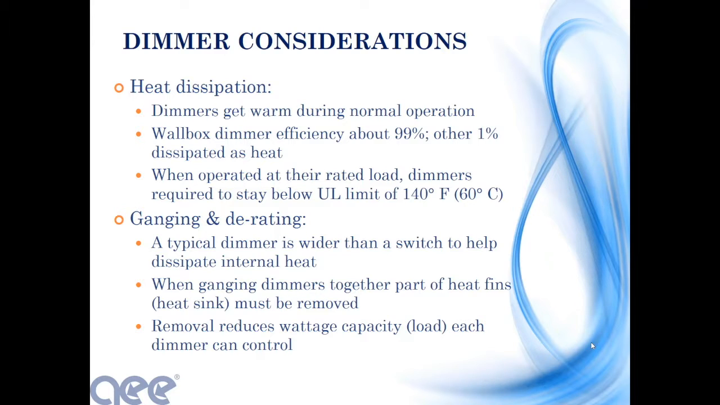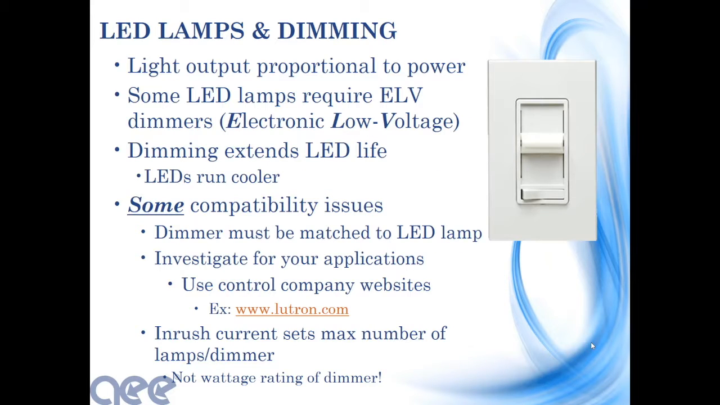When you gang dimmers together, you have to have some considerations here, because a typical dimmer is wider than a switch to help dissipate the internal heat. When you gang those dimmers together, you have to take part of the heat fins, the heat sink, removed. So when you do that, it removes the wattage capacity each dimmer can control.